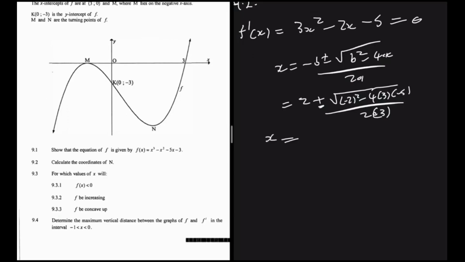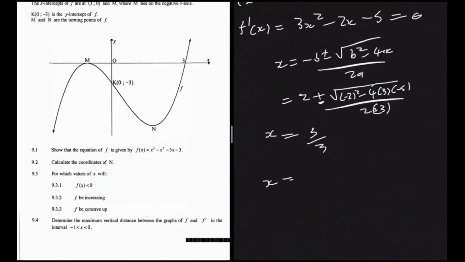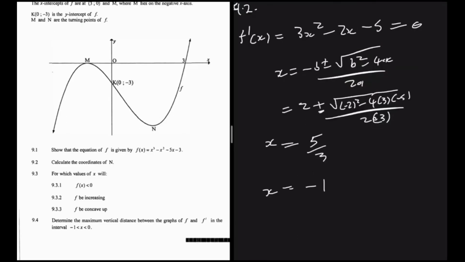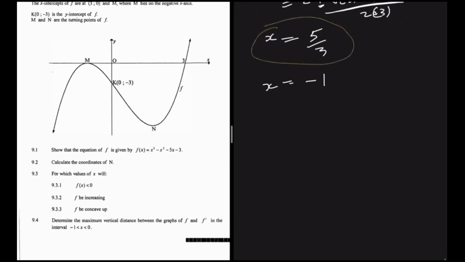So we have x equals 5 divided by 3, and then we have x equals minus 1. Okay, n is on the right hand side of the y-axis, so the coordinate for n will be x equals 5 divided by 3, right? So for n we have 5 divided by 3 and y. Now we can go ahead and determine y.